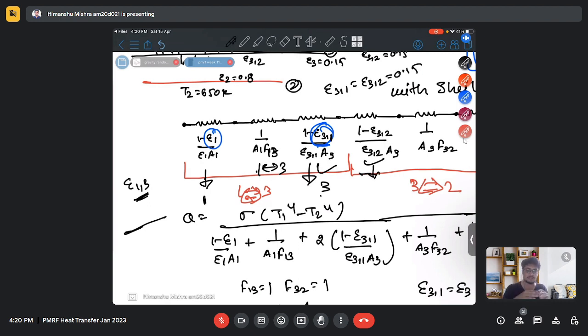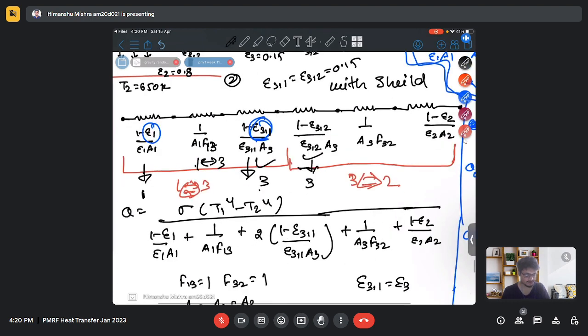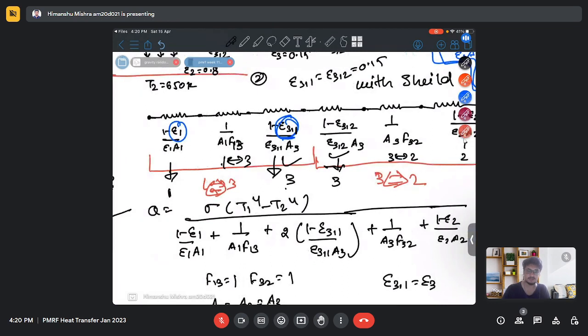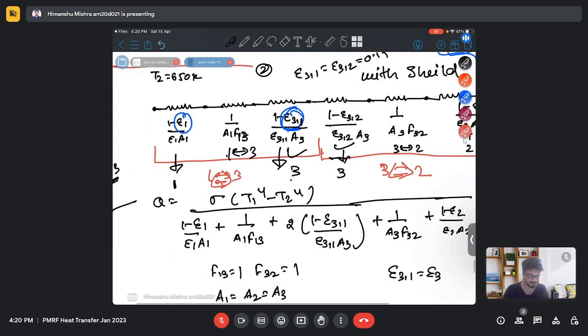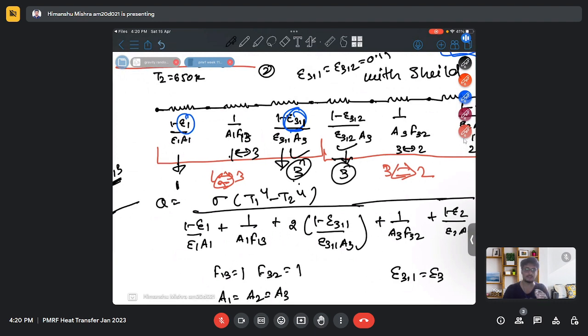This is coming from 3 towards 2. So it is again coming from 3. This is the space between 3 and 2, and this radiation should be coming from 2. So I guess it is just a matter of notation, that's it. This part should come from 3 towards 1 and this part should come from 3 towards 2.